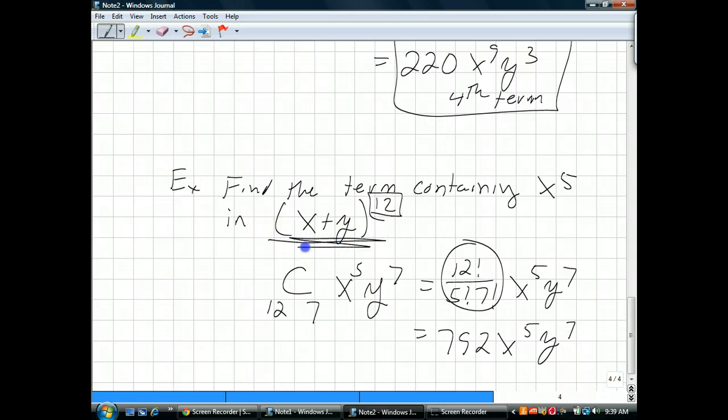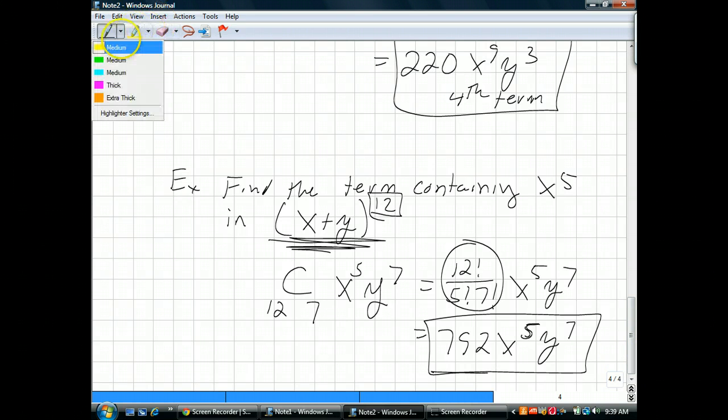So in the expansion of x plus y to the 12th, the term that has x to the 5th is going to be 792, x to the 5th, y to the 7th. Now, which term would this be in the expansion? Okay, remember, it's one more than this power. So this is going to be the 8th term. So if I wrote them all out from term 1 all the way through, this would be the 8th term.